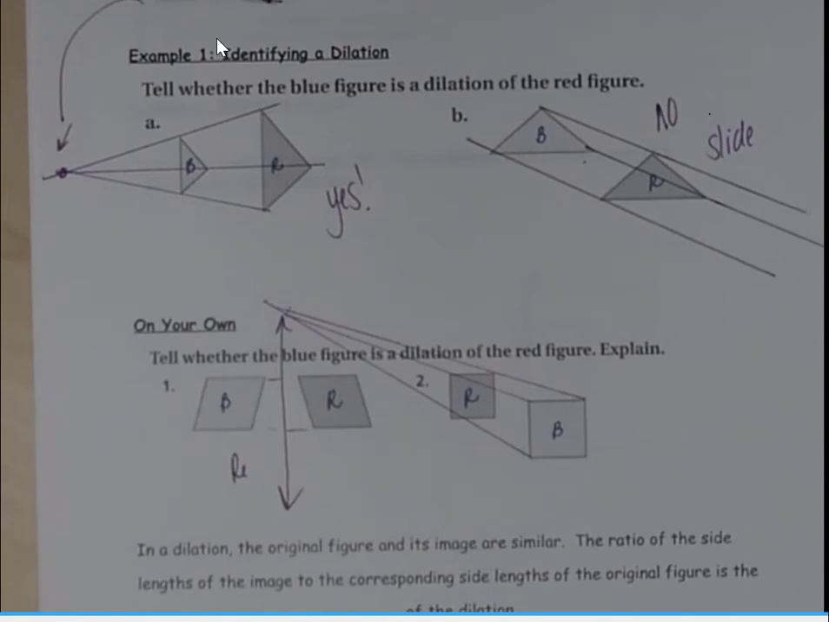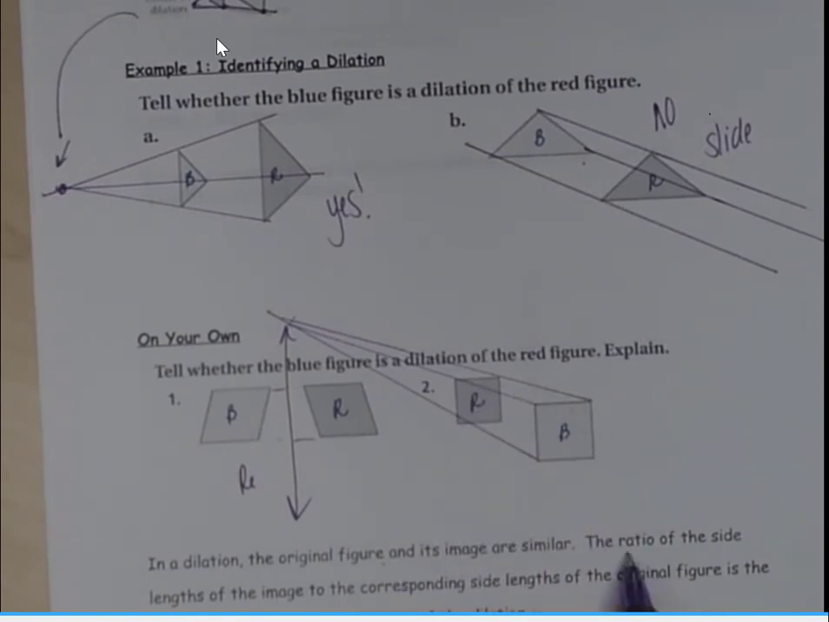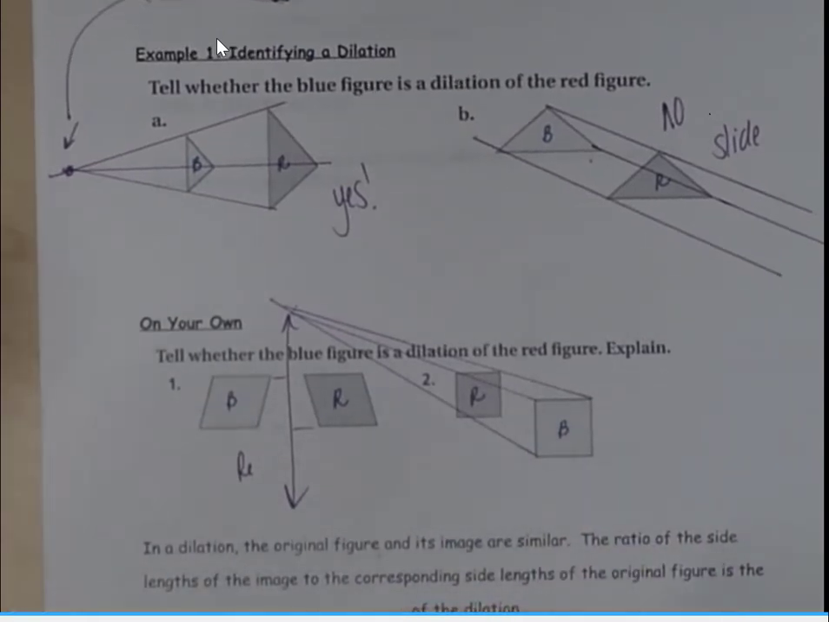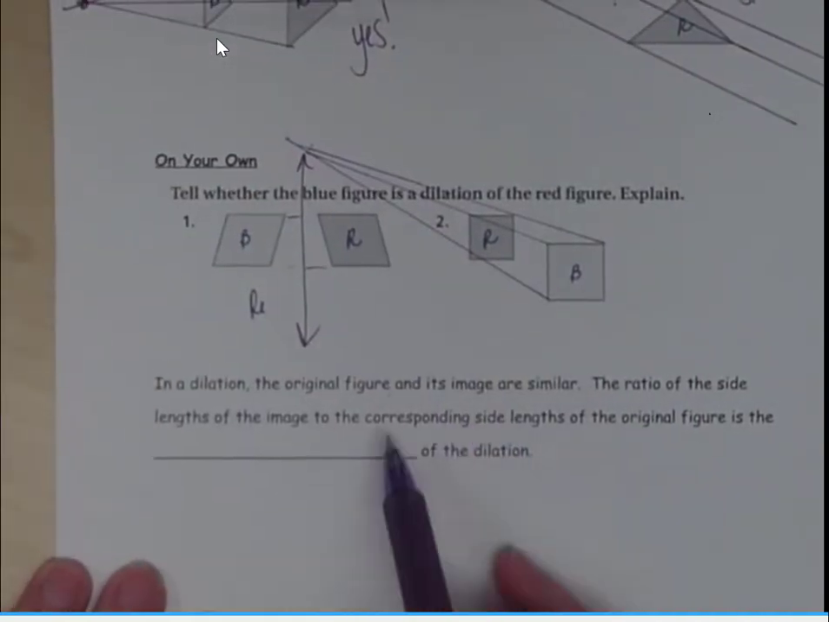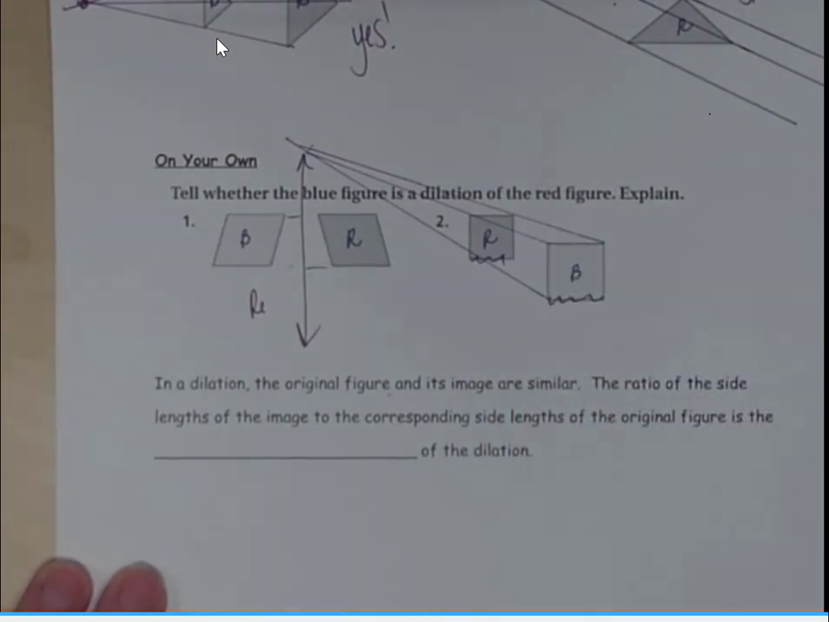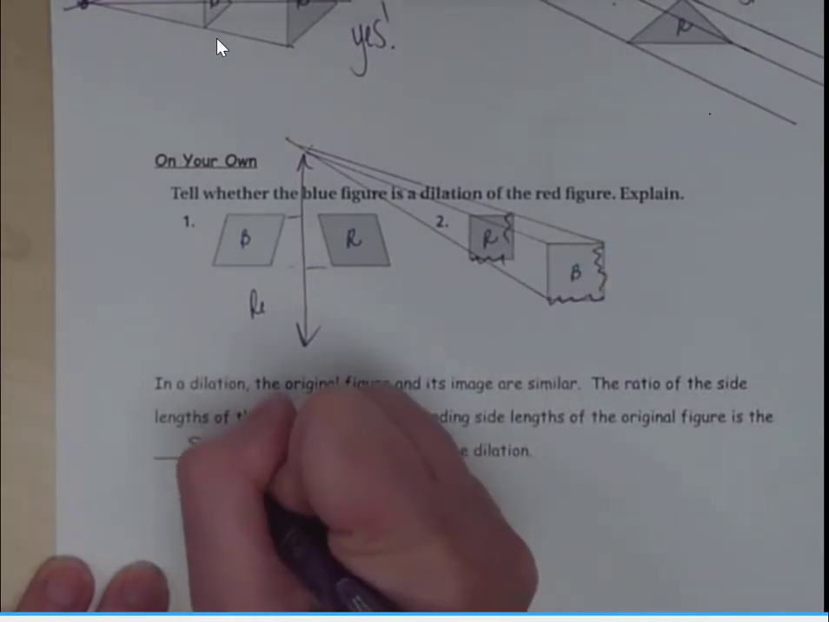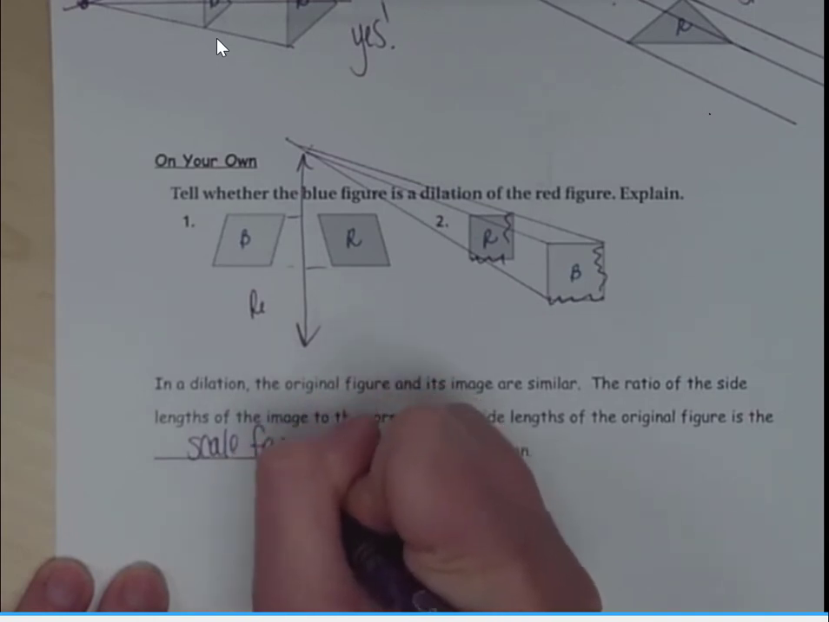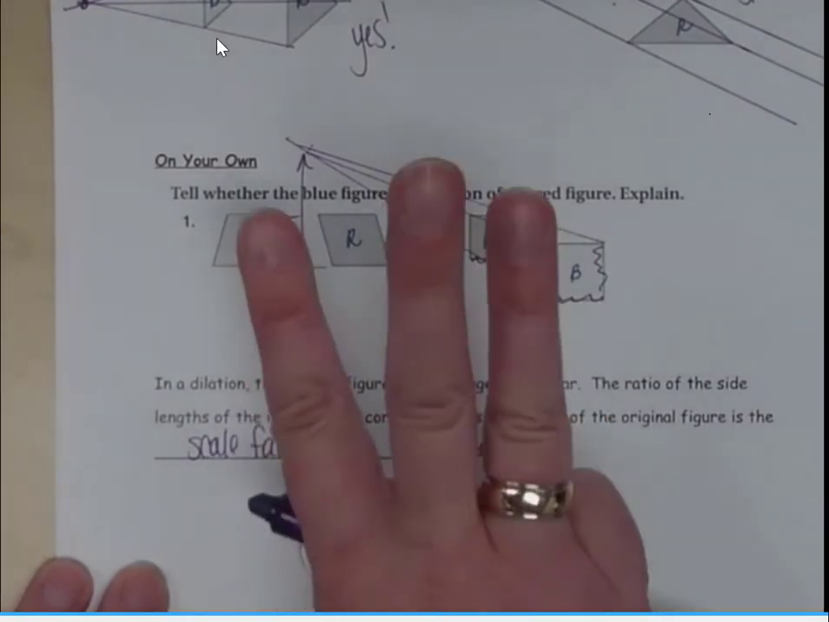So this is actually what's called a scale factor. The original figure and the images are similar, same shape. The ratio of the side lengths of the image to the corresponding side lengths of the original, so this side length and this side length, these ratios are all the same, and we call that a scale factor. Now that goes back to our warm-ups, when our scale factor was actually 3 because we multiplied by 3.